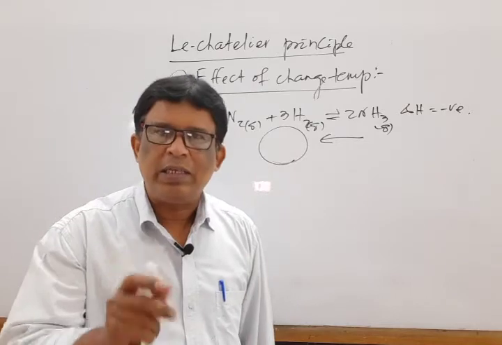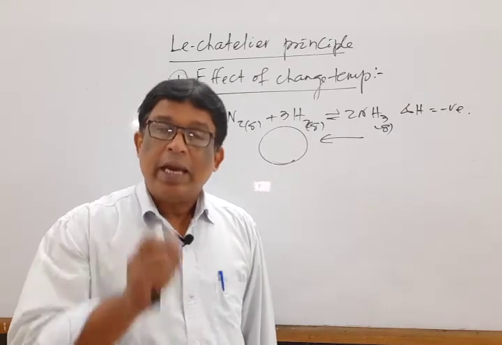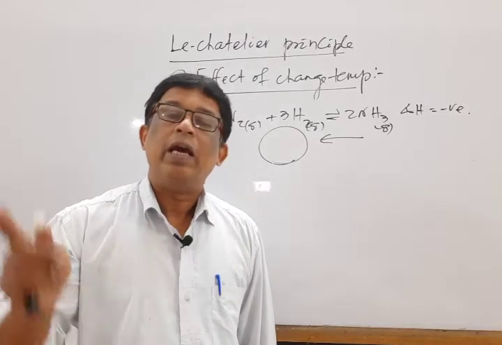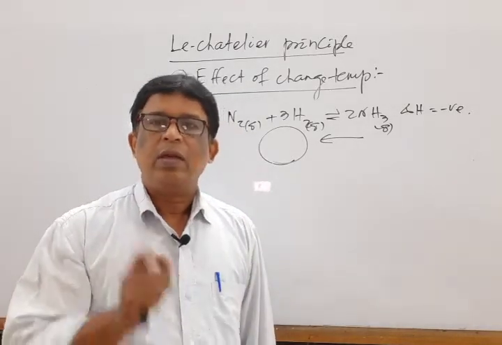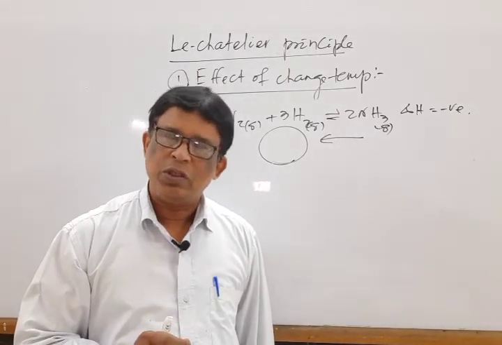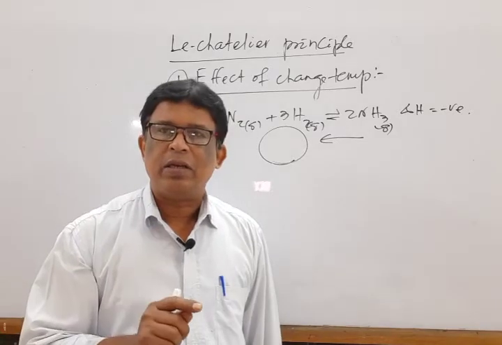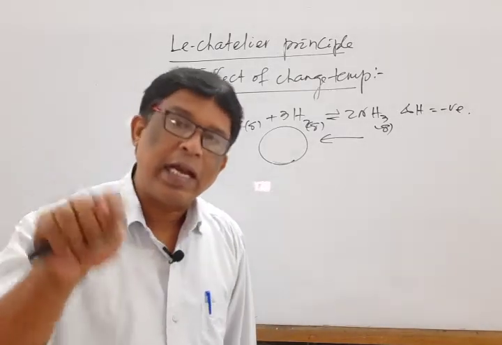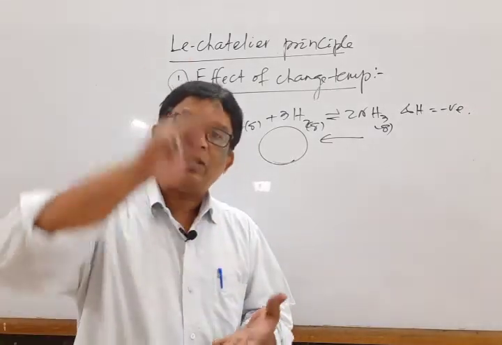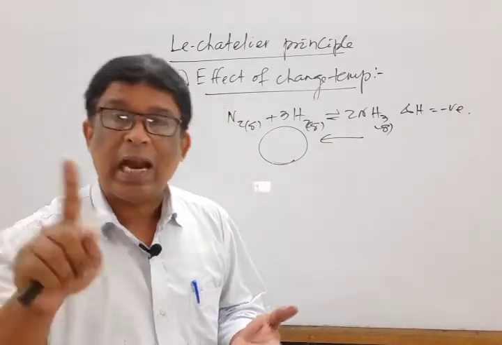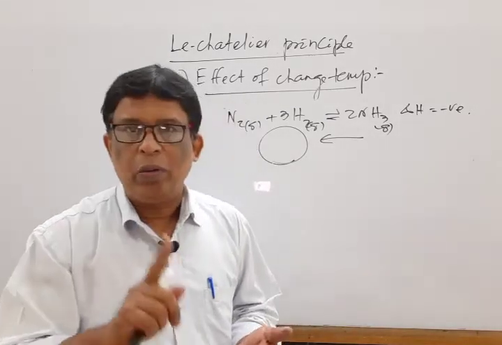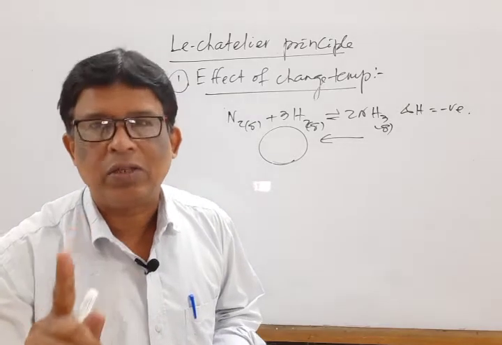So from this, it is clear that an increase in temperature shifts the equilibrium in that direction which is endothermic in nature. Point 2, a decrease in temperature shifts the equilibrium in that direction which is exothermic in nature. If the temperature increases, the equilibrium shifts to that direction which is endothermic. If we decrease the temperature, the equilibrium shifts to that direction which is exothermic in nature.